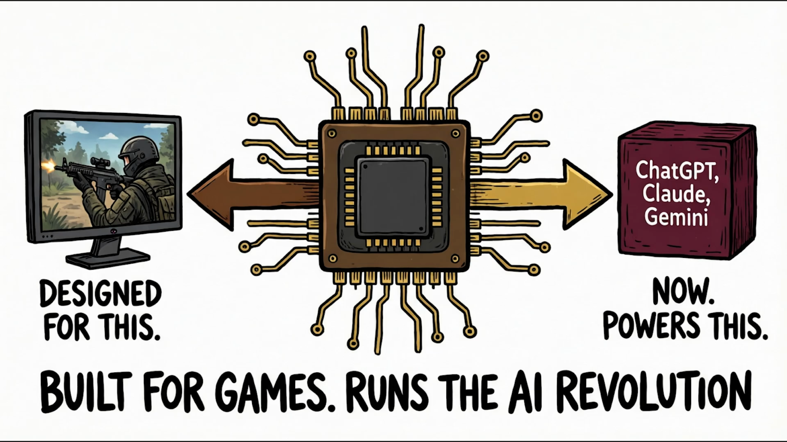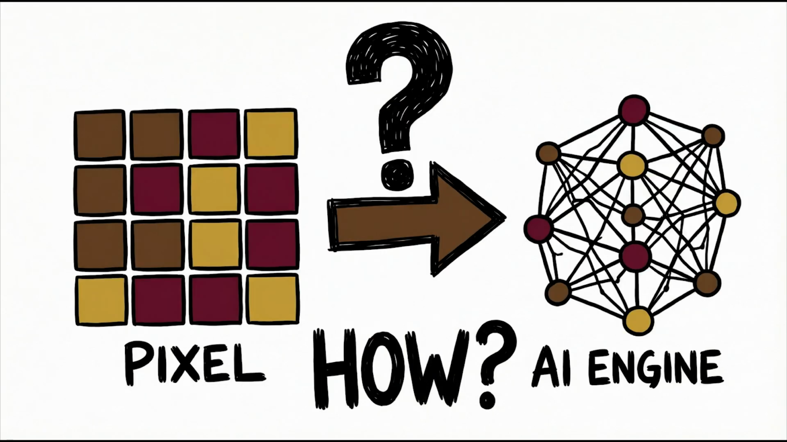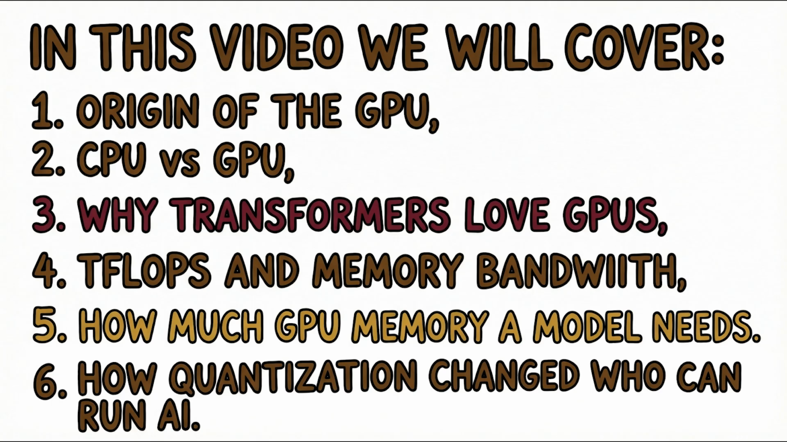But here's what makes this interesting. GPUs were never designed for artificial intelligence. They were invented to render video games. So how did hardware built for drawing pixels become the engine behind the AI revolution? In this video, we answer that question.